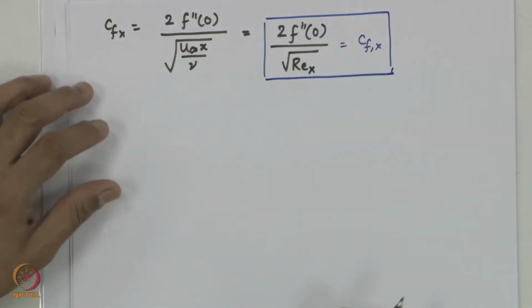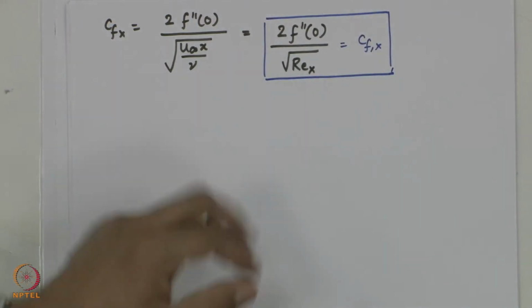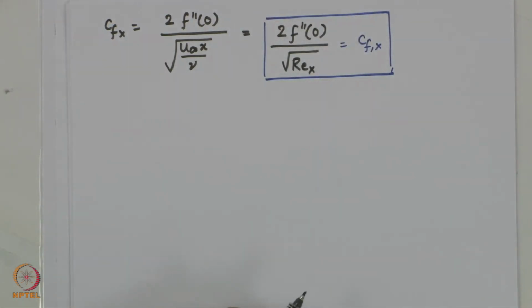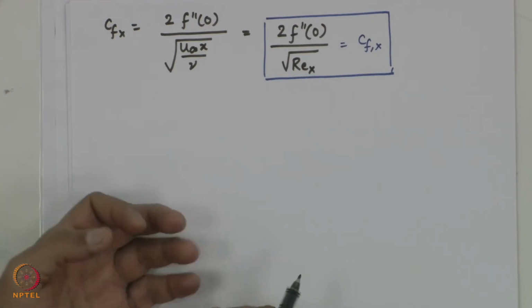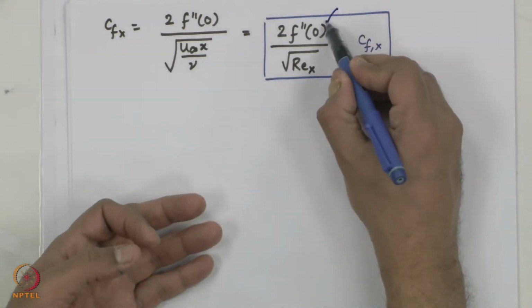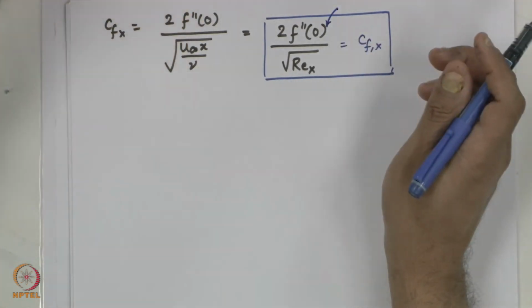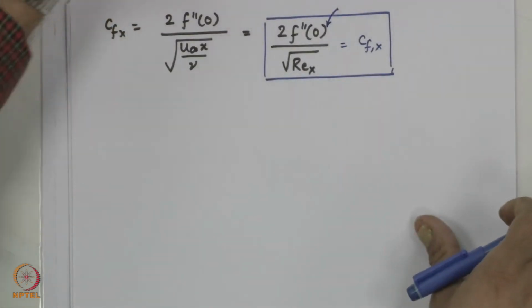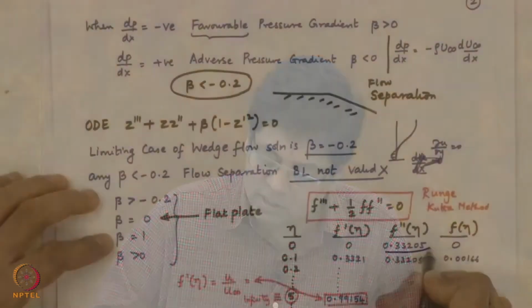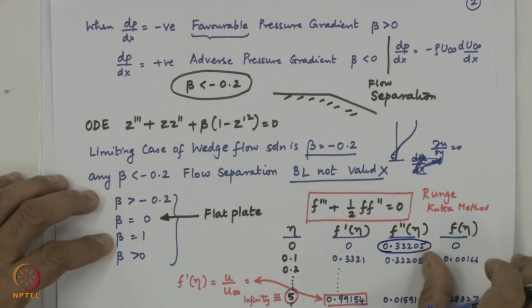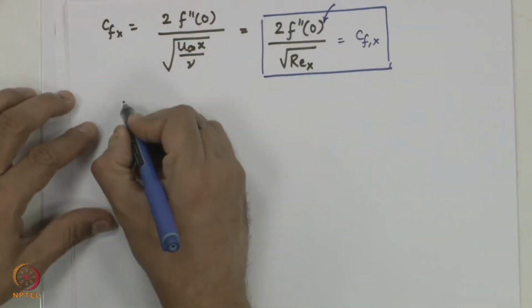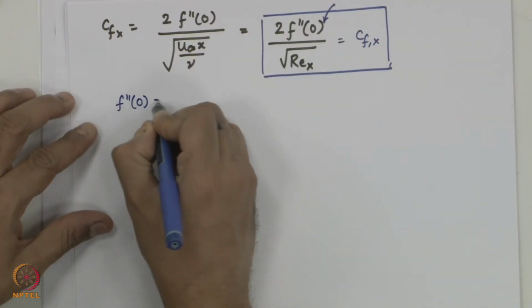Delta by x was 5 over Re_x to the power half. And what is the additional thing? This one. If I go back to my table which was generated, this table is going to give me f double prime of 0. f double prime of 0 was 0.33205.